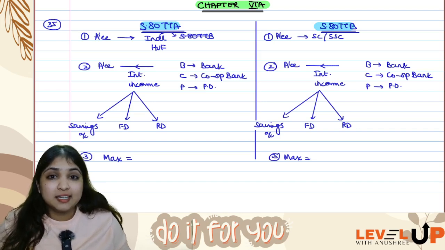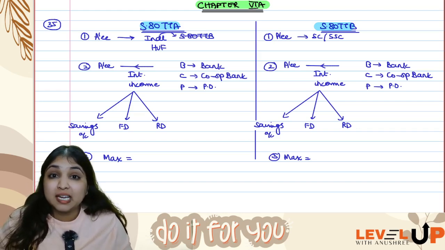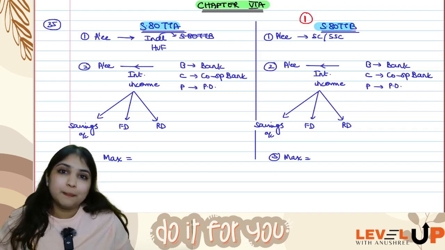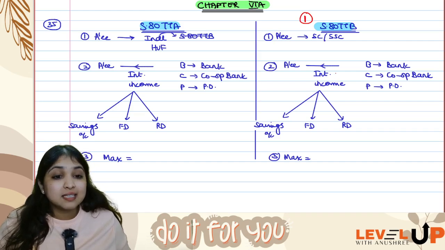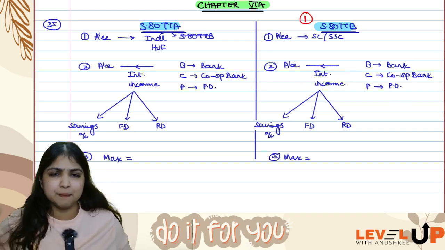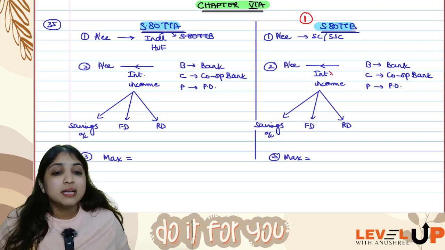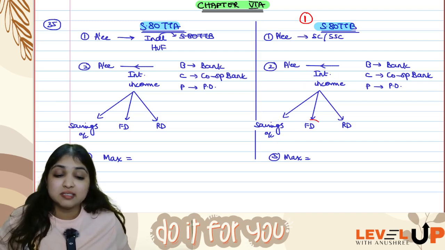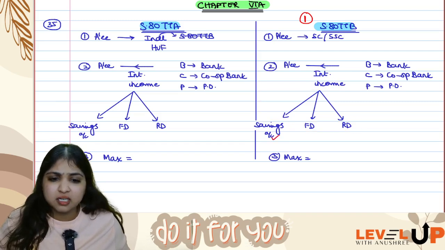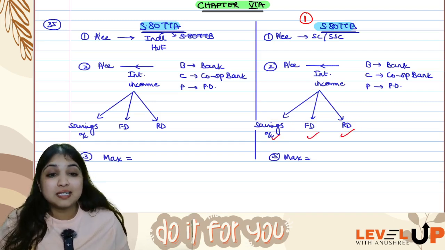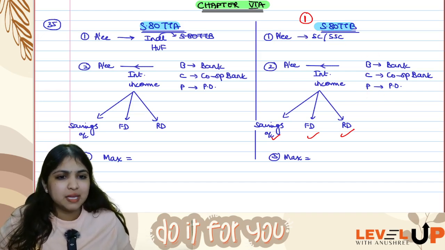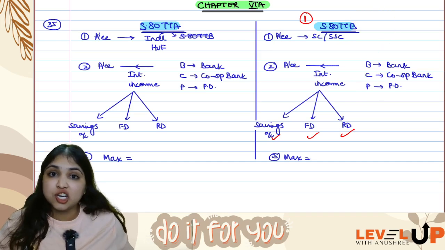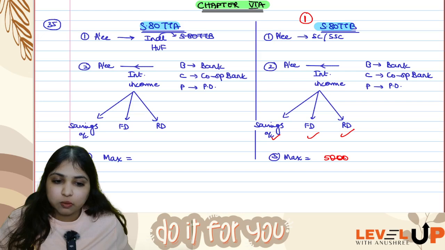So 80TTA, 80TTB, out of these two, obviously 80TTB is more beneficial. So you will try to apply this first. Assessee has to be a senior citizen or super senior citizen, and assessee is earning interest income from BCP, bank, cooperative bank or post office. This interest income can be savings account interest income, FD interest income, RD interest income, it can be any of these. So assessee is a senior citizen or super senior citizen, earning interest income from BCP. This interest income assessee will get deduction under 80TTB, but maximum 50,000 only.